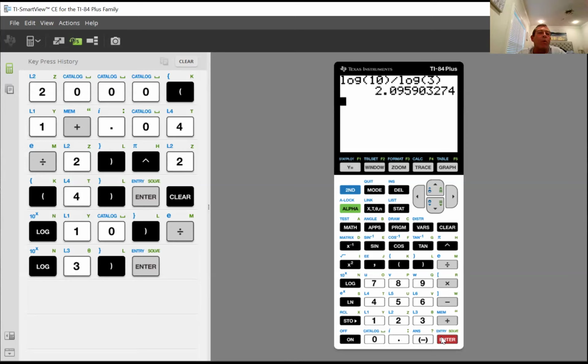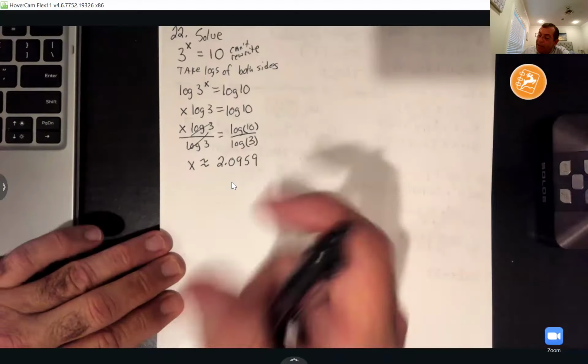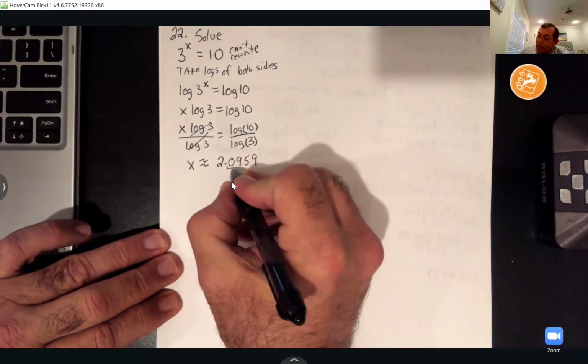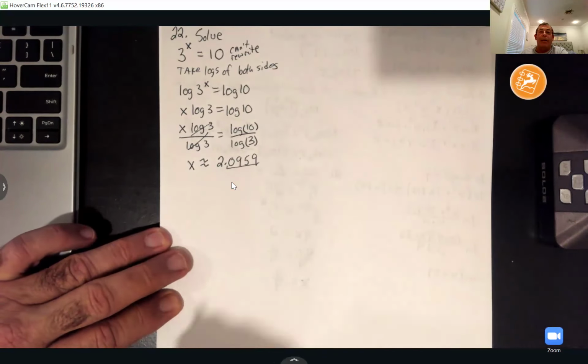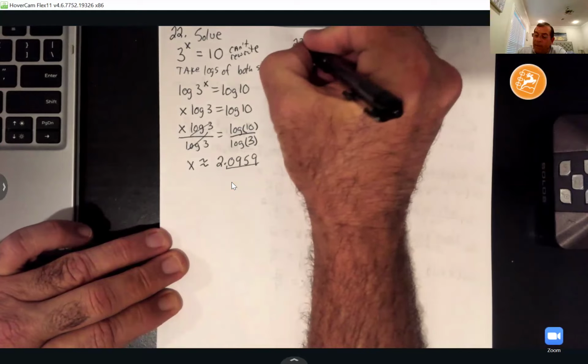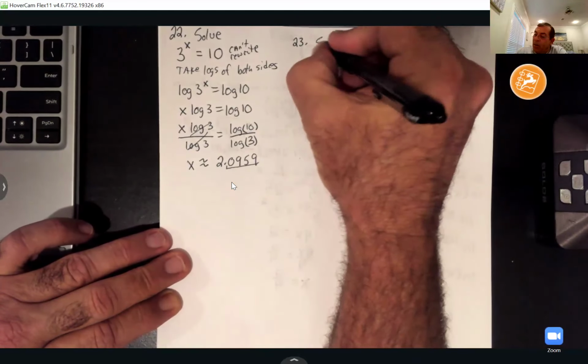Y'all remember, when you're looking for the 4th decimal where that 9 is, you got to look at the number after it to determine about rounding up or not, okay? And since that's a 0, you got to keep that as a 9. And remember, 4 decimal places means after the decimal, you got to have 4 numbers, okay? All right, solve for x.